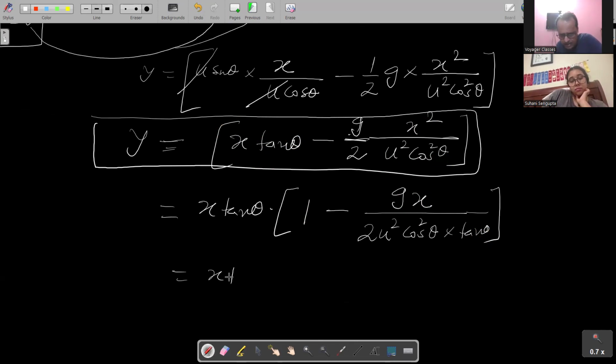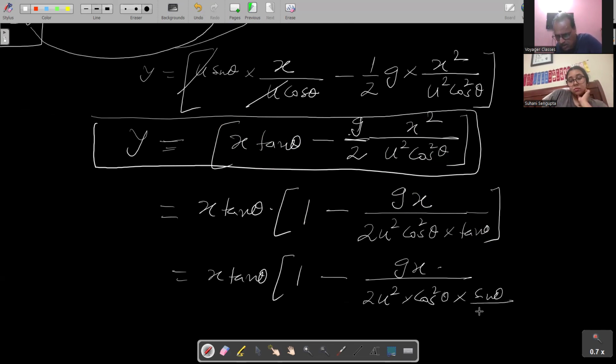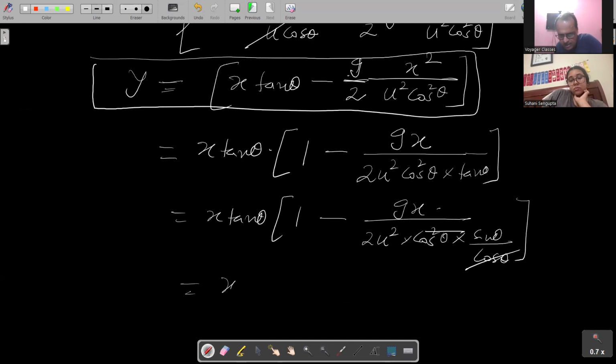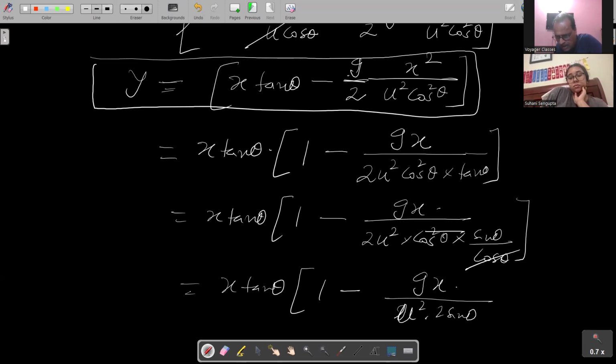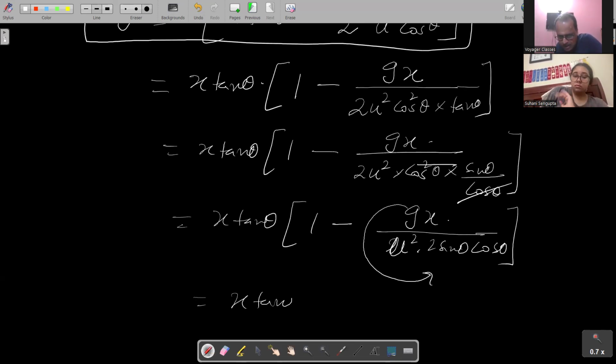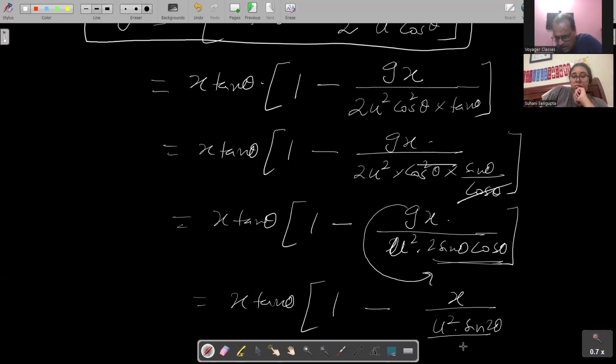So now you take it in a simple form. 1 minus g into x by 2 into u square into cos square theta, sine theta by cos theta. If you just cut it down, ultimately it comes to x tan theta into 1 minus g x divided by 2 u square into 2 sine theta cos theta. Now if you take the g below, it comes down to x tan theta into 1 minus x by u square 2 sine theta cos theta, means sine 2 theta, by g.